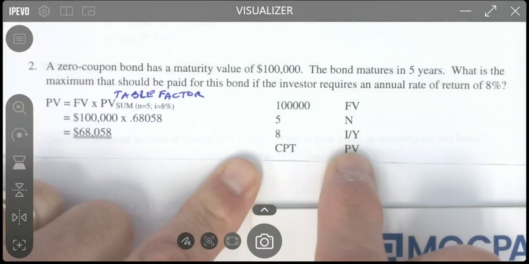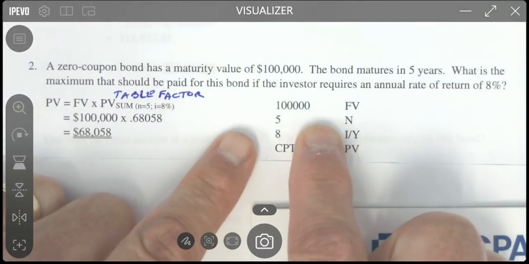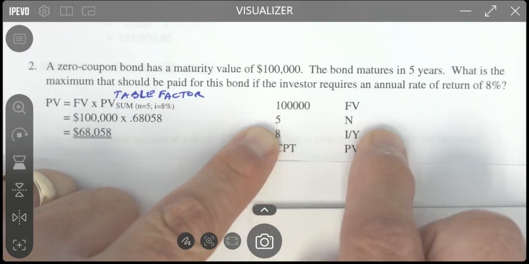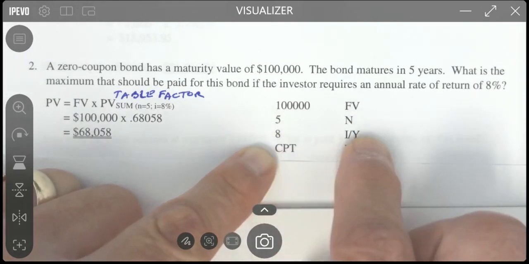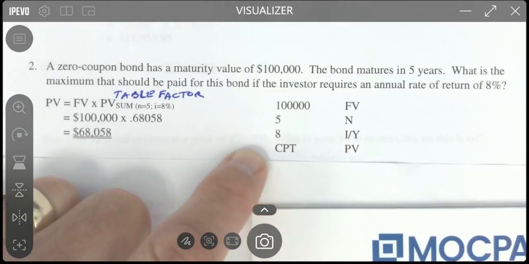So here are the keystrokes if you're using a financial calculator: 100,000, future value, 5 N, 8 I per Y, compute present value.